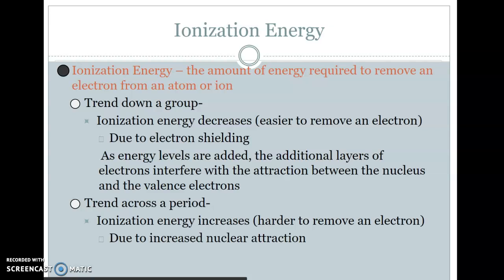Because of an increase in nuclear attraction, it's getting more and more difficult to pull off the valence electrons. So if we move farther to the right, we will find the elements that are holding most tightly to their valence electrons, and therefore it is hardest to remove those electrons. That would mean a high ionization energy.